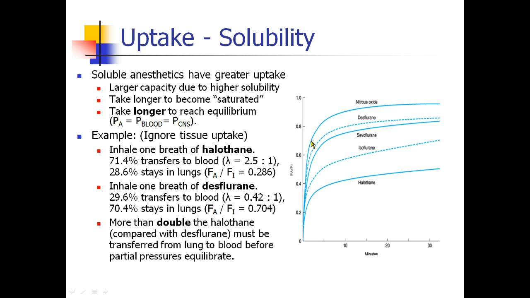So at the same time, look how much more desflurane has built up in the lungs. Why? Because it's not soluble in the blood. More than twice as much halothane compared to desflurane has to be transferred from the lungs to the blood before partial pressures equilibrate, and that's just after one breath. Then, of course, things will move into the blood and other places throughout the body, but we're just talking about that first breath. Let's look at this a different way.